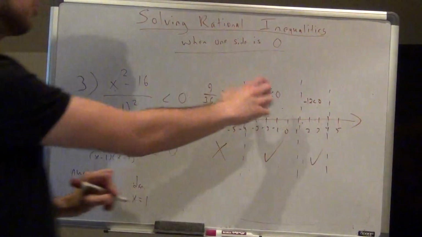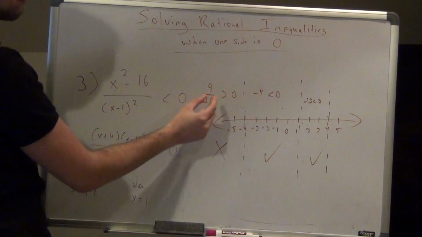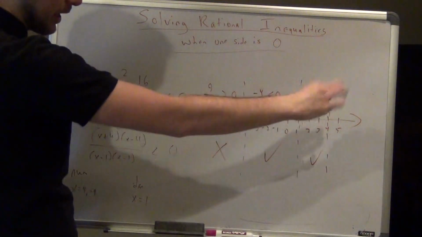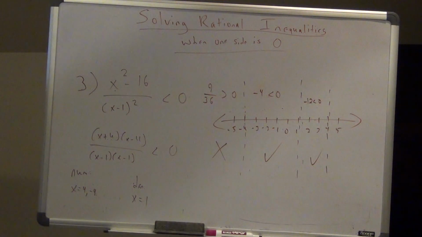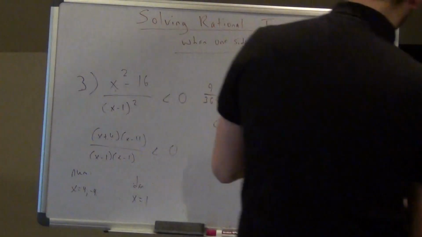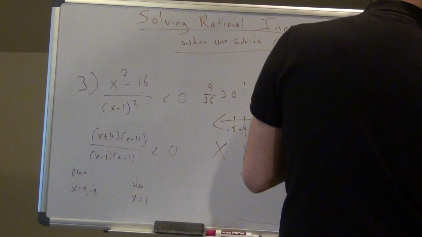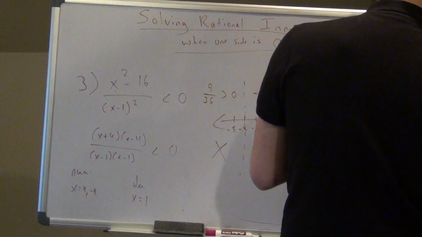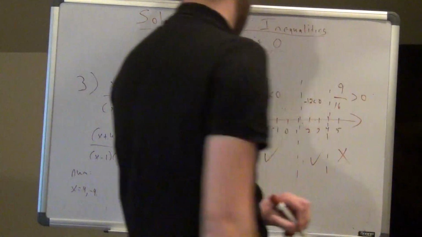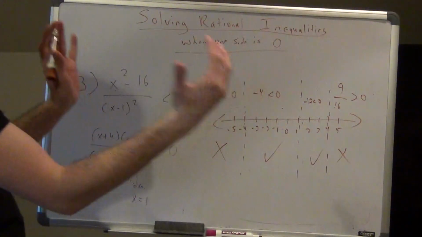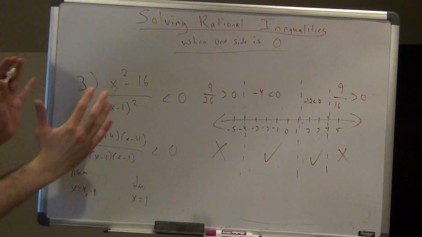Okay, so I got these two. I'm just finding the answer, and then I'm saying is it less than 0 or greater than 0. If it's less than 0, I check it off, that region works. If not, I don't check it off. And then if I plug in 5, I'm going to get 9 over 16, which is greater than 0. So that region doesn't work. Anything less than negative 4 and anything greater than 4 doesn't work, but everything between negative 4 and 4 works.